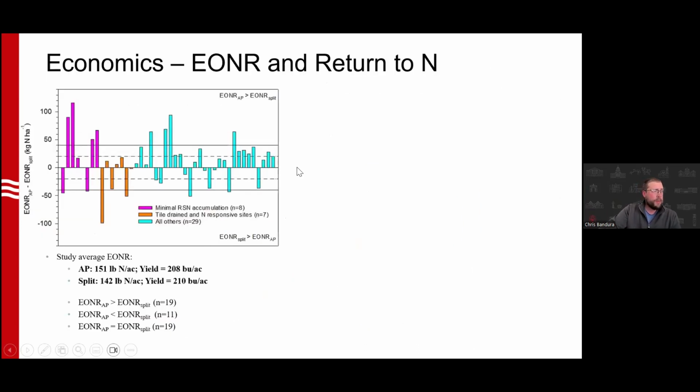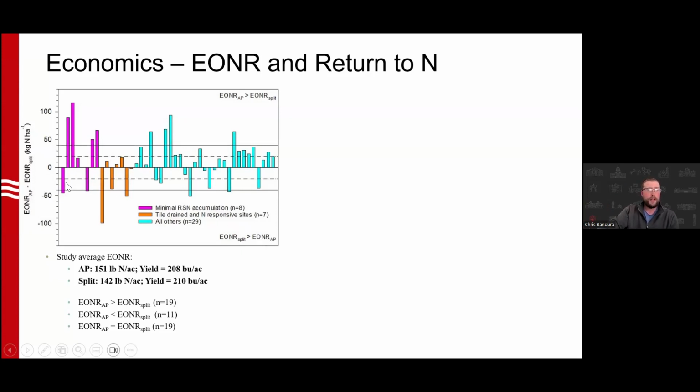So, to wrap up this regional study looking at timing and rates, let's look at EONR across all these sites. What this figure does is take the optimum N rate for the at-plant applied N and subtract off the EONR from the split applied N. So a positive value on the y-axis means it took more nitrogen to optimize grain yield and profitability when we applied it at planting than if we split applied. And vice versa, if you have a negative value, split applications were advantageous over single at-plant.